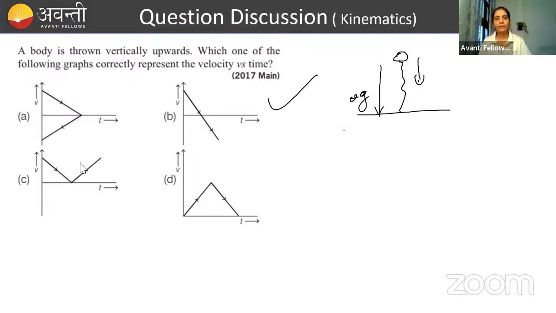I'm telling you, when a body is thrown vertically upward, right? You're throwing something upward. Which one of the following graphs correctly represents the velocity versus time curve? So if you're throwing something upward, it will come down also, right? Yes, that's true. So during motion of a ball under gravity, is its acceleration going to change or not?